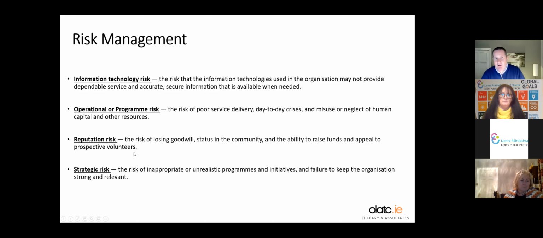Reputation risk, as I said earlier on, and again, a huge issue with the community volunteer sector. We all like to get involved in charities, we all like to get involved in not-for-profit organizations, but there have been a lot of scandals within the charitable sector over the years. People have lost faith in it. That's why the regulator was brought in.